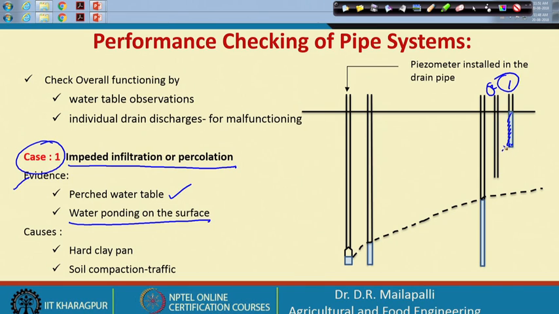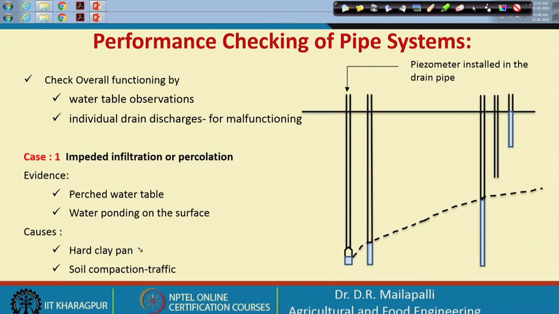So, that means there is a perched water table which is causing the water to stay here in the entire profile. Because of this, the water can stagnate on top of the surface. The causes could be a hard clay pan here, and soil compaction. A lot of heavy trafficking might have happened, because of which the compaction could have taken place.